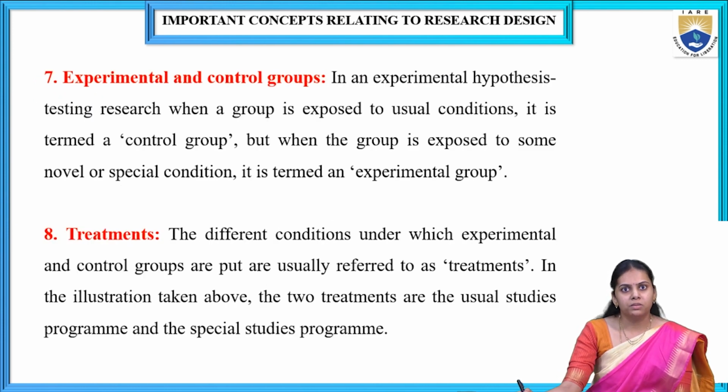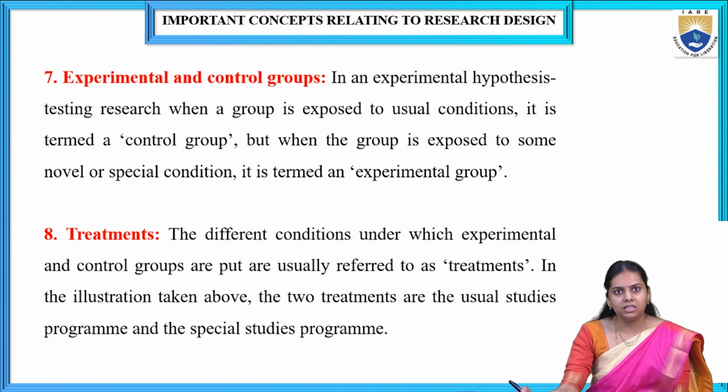Experimental and control groups. In an experimental hypothesis testing research, when a group is exposed to usual conditions, it is termed a control group. But when a group is exposed to some novel or special condition, it is termed an experimental group. Whereas treatments: the different conditions under which the experimental and control groups are put are usually referred to as treatments. In the illustration taken above, the two treatments are the usual studies program and the special studies program.